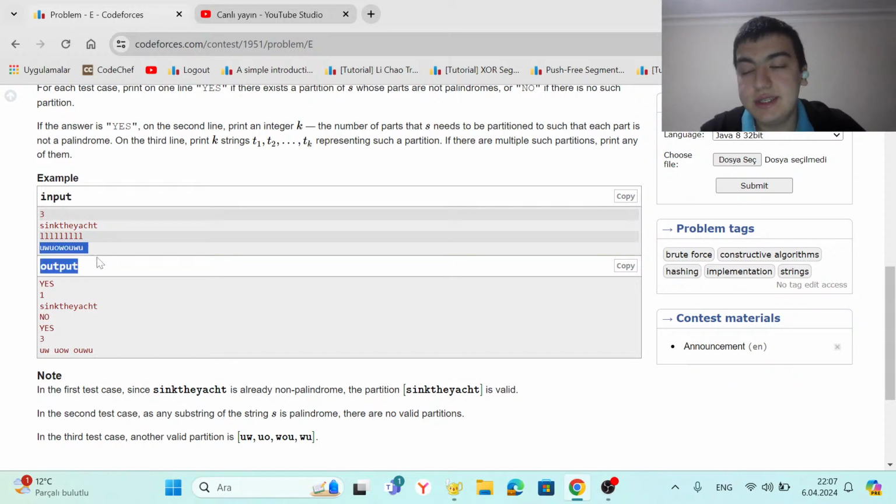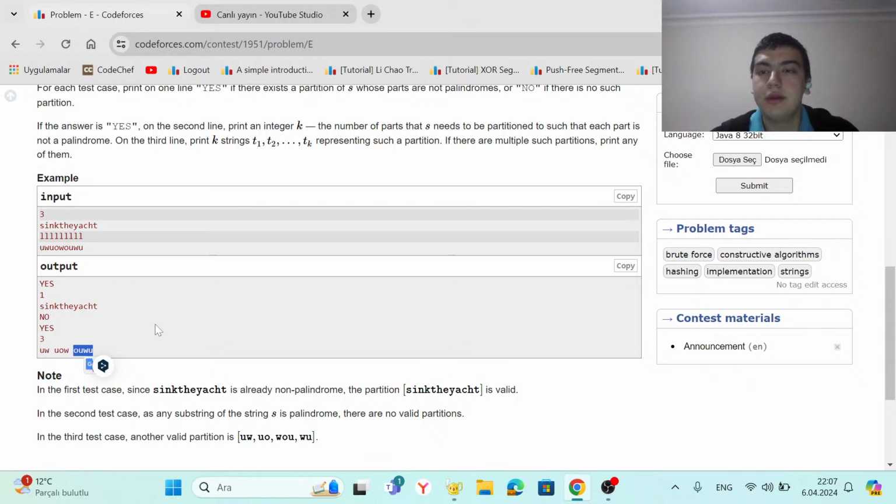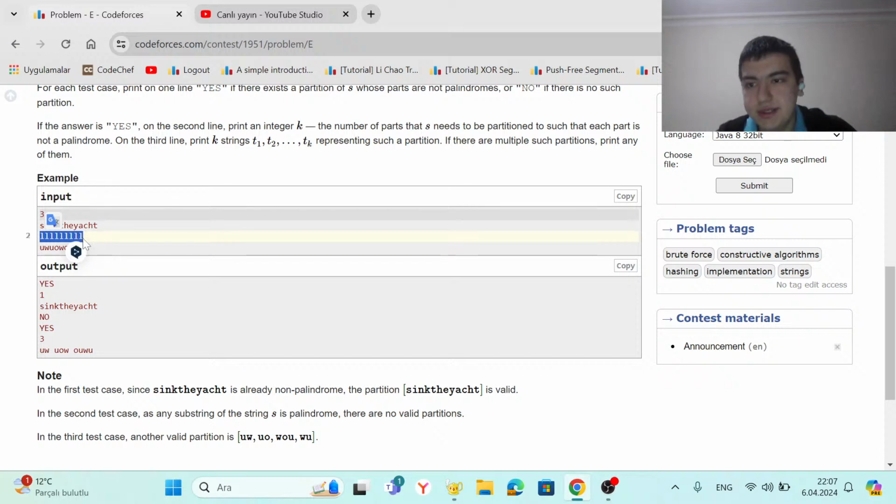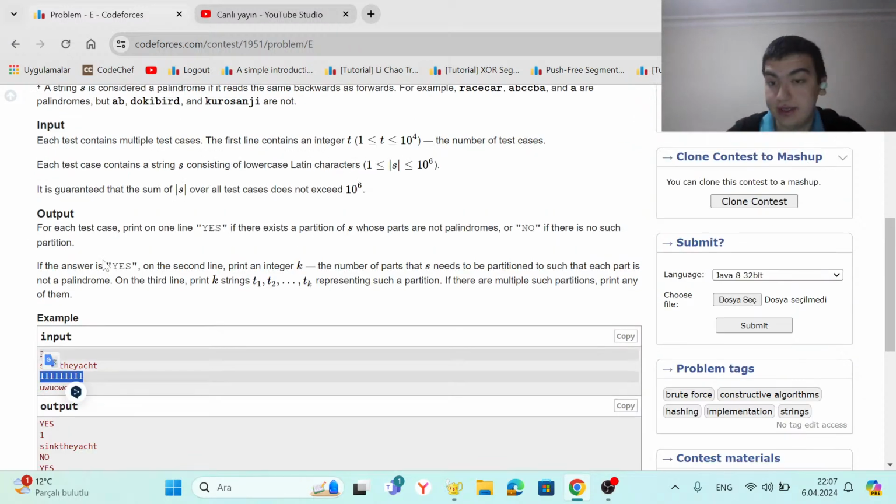This is a palindrome, so we can partition it like UW, UOW, UOUWU. Each of these 3 strings is not a palindrome, so it's okay. In other cases it's not possible to partition this into non-palindrome substrings.